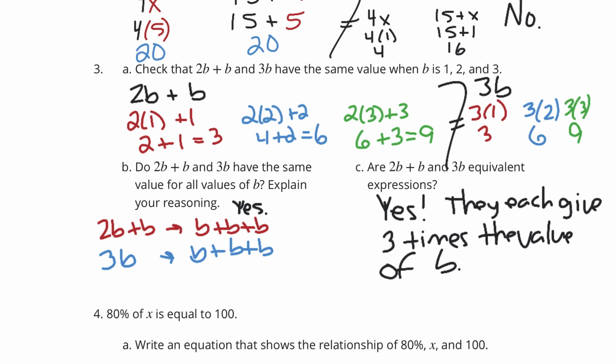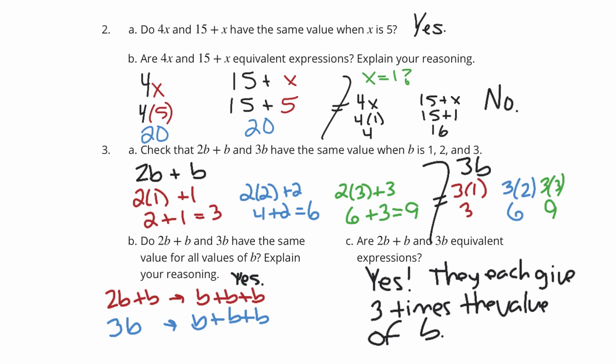And so 2 and 3 are just such great homework questions because they really show the difference between expressions that just sometimes happen to be equal, like 4x and 15 plus x happen to be equal when x was equal to 5. The rest of the time they're not going to be, just like in those grids on the previous page. Compared to an equivalent expression, when you have 2b plus b and 3b equaling the same thing all the time because they're just the same expression, these 3b's written 2 different ways.